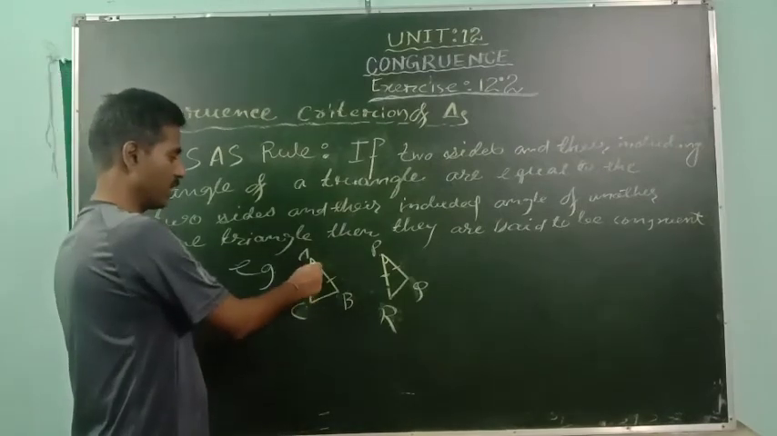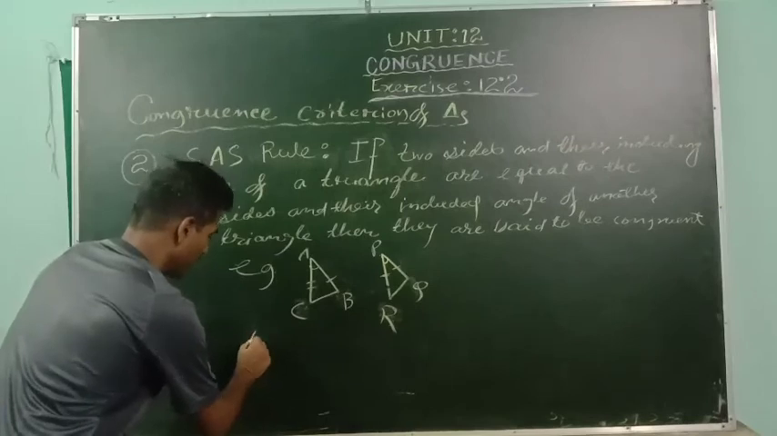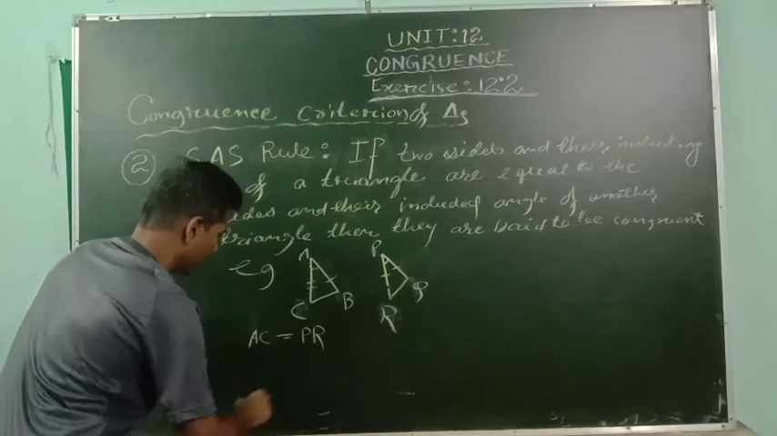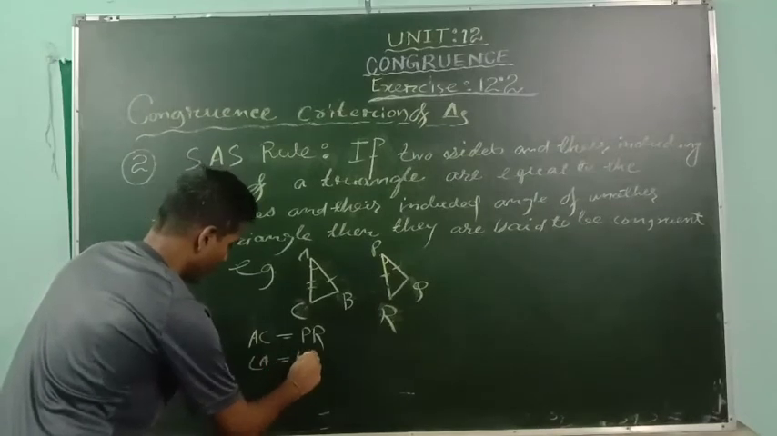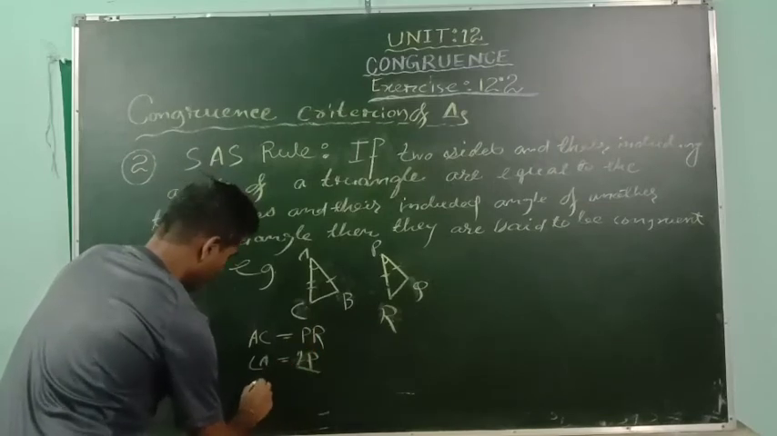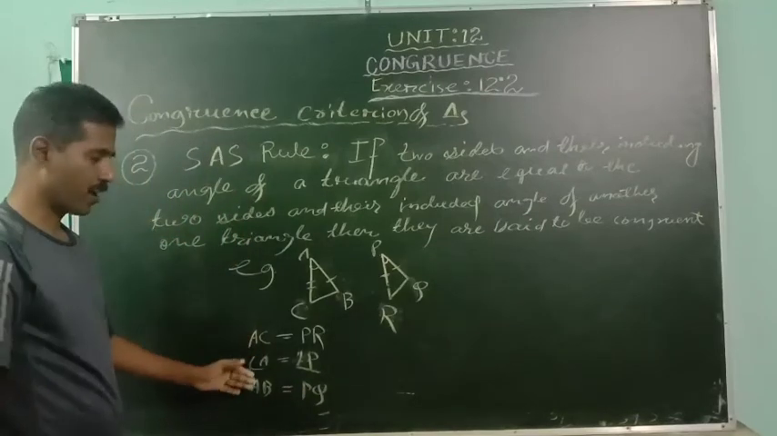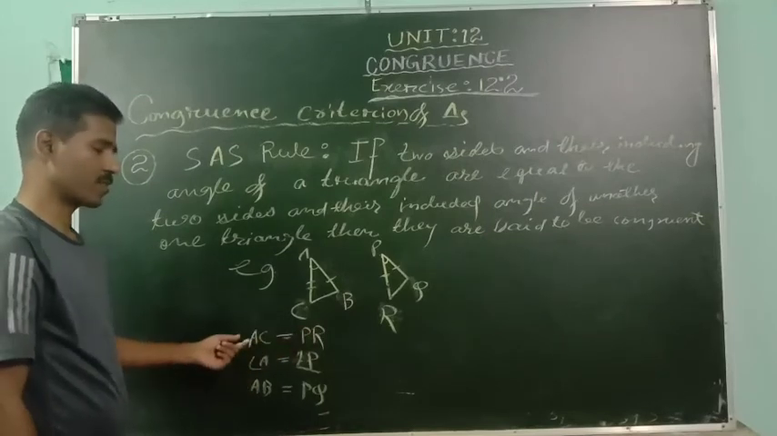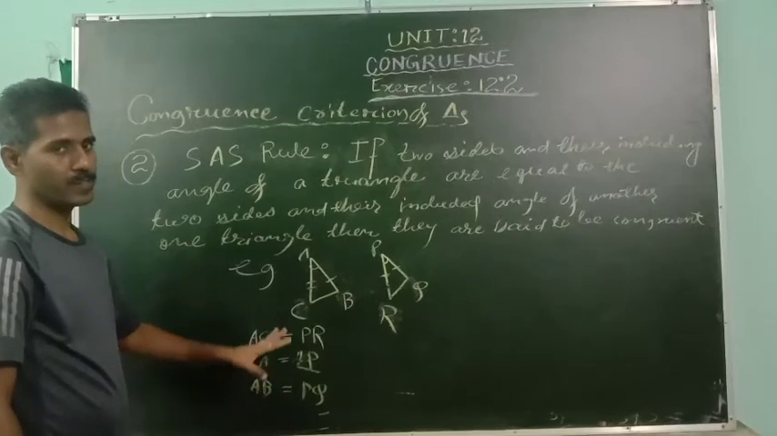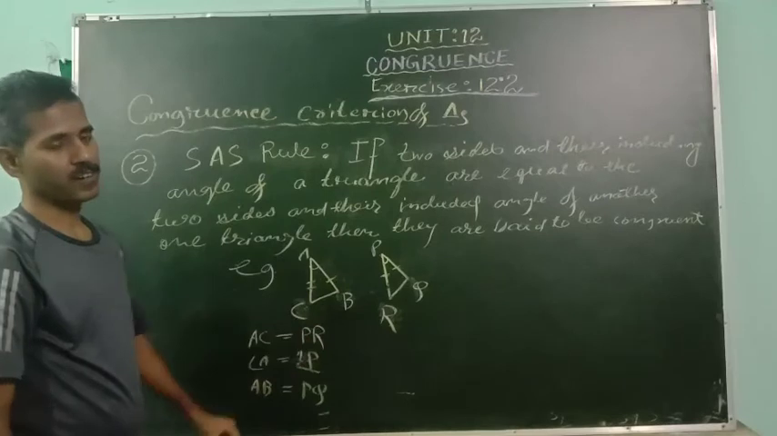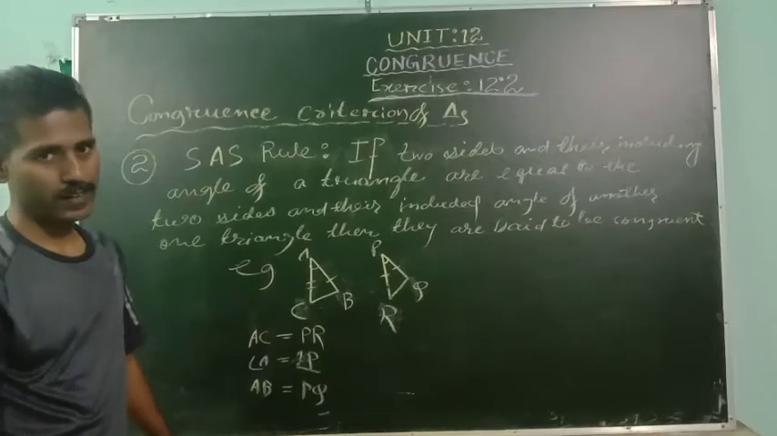That is side, angle, side. So here, what you got? AC equals PR. Angle A equals angle P, and AB equals PQ. If these three conditions are fulfilled, then we can say these two triangles are congruent to each other by the SAS rule or by the SAS congruency criteria. Are you getting me?